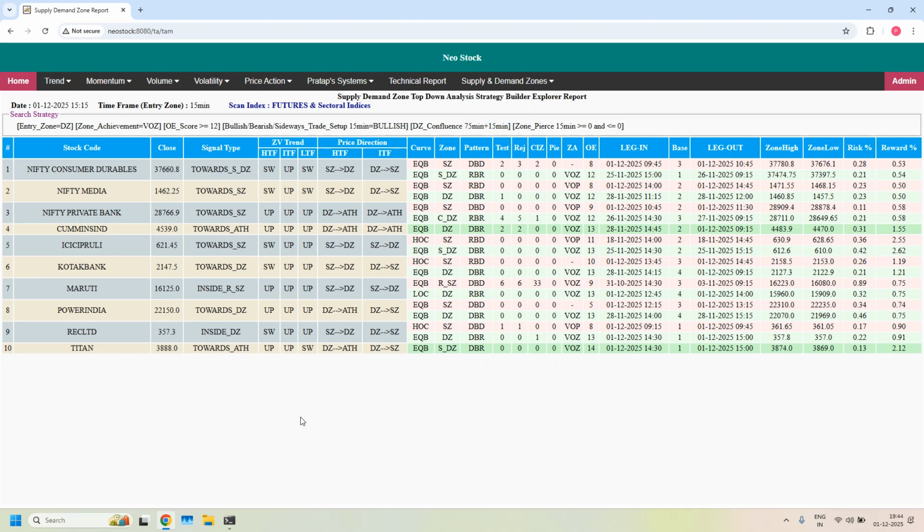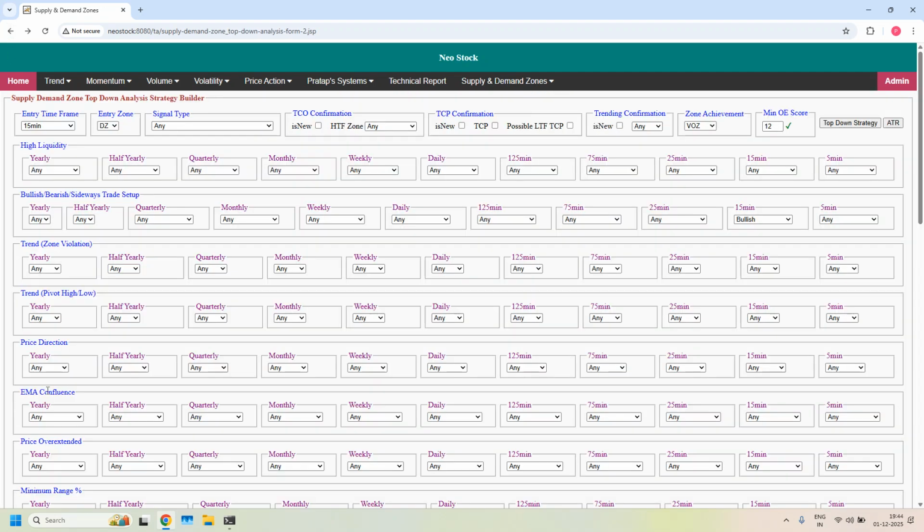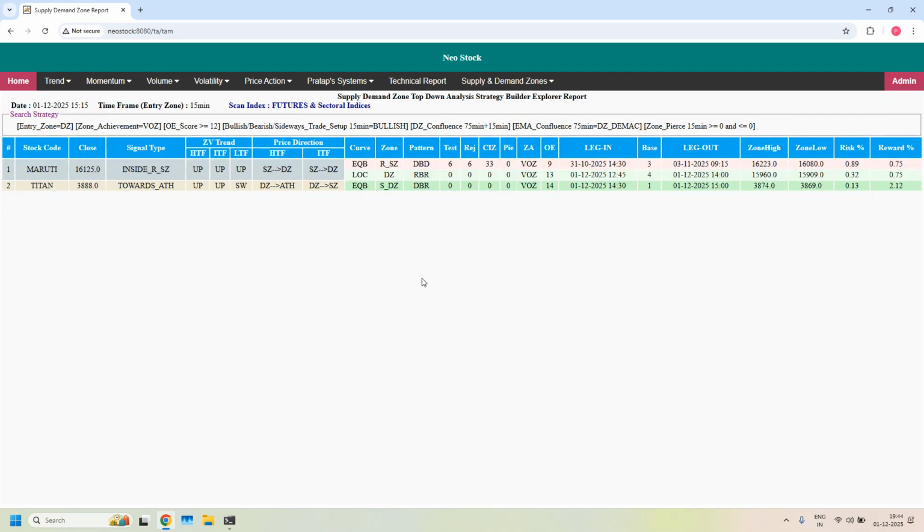So I am applying the second filter, EMA confluence at 75 minutes demand zones, having daily EMA confluence. By enabling the filter, we got 2 stocks. So these 2 15 minutes demand zones, the entry time frame zones, might be having more high probability to get success, provided lesson 20 checklist items are satisfied. Otherwise, higher chances of zone violation.